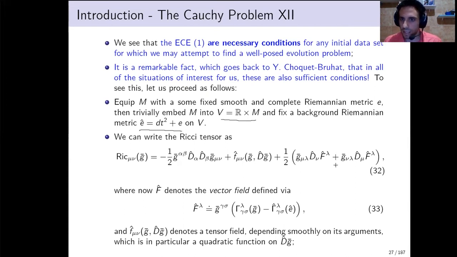So we have basically an equation that has the same form, but now these f functions are actually vector fields that are defined by this expression here. And again, these small f with a hat on top are the components of a tensor field that depends on the space-time metric and its first covariant derivative.